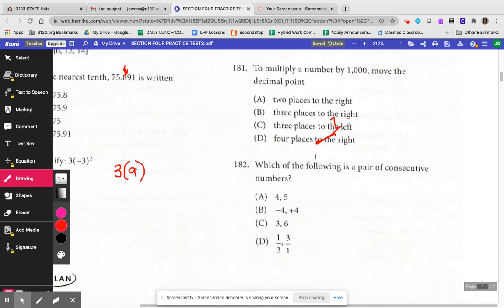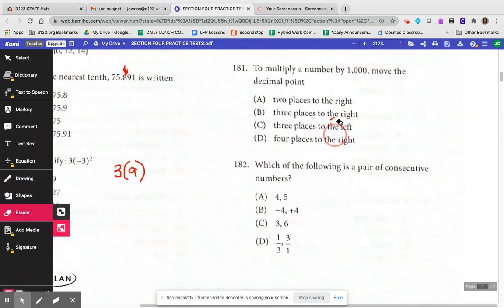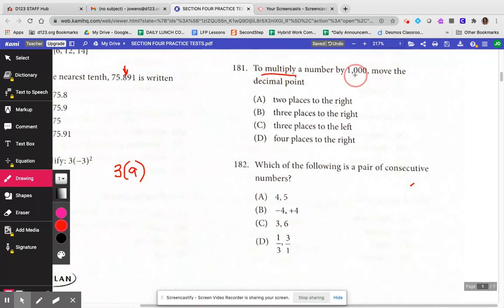For 181, to multiply a number by 1,000, what you're doing is moving the decimal point. Multiplying, you're moving it 3 places. You have 3 zeros to the right. If you were dividing by 1,000, you would move 3 places to the left.